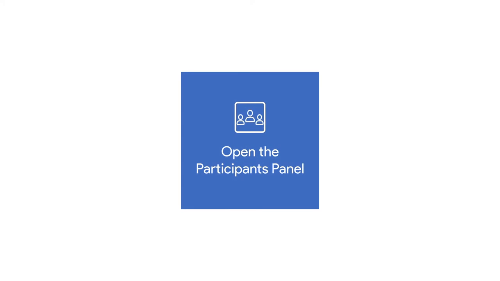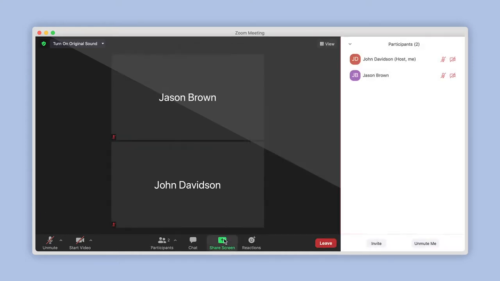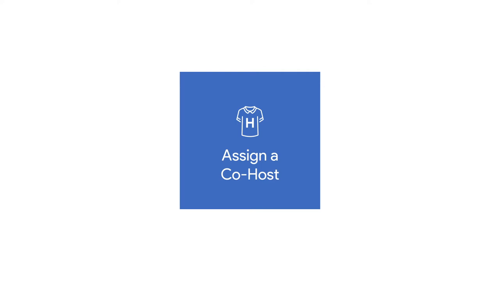Step 1. Open the Participants panel. During an active Zoom meeting, click on the Participants control here. A list of participants already in your meeting will appear. Step 2. Assign a co-host.